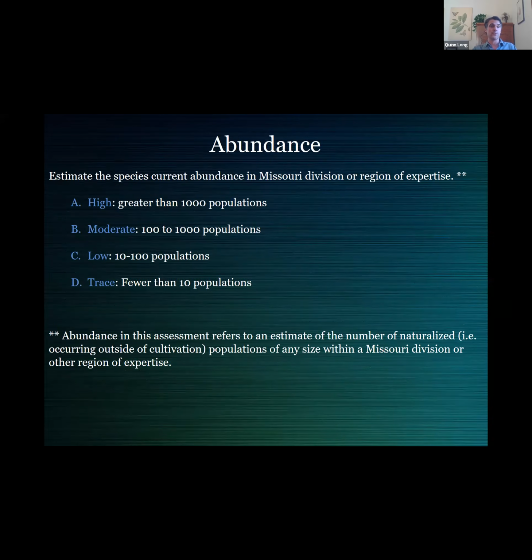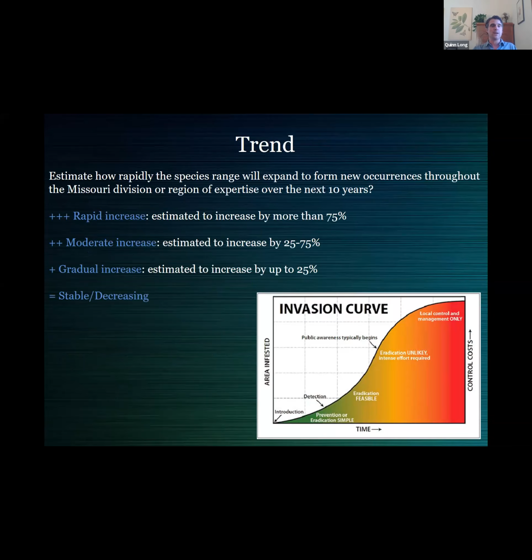Abundance, this is how abundant the species is in the region of Missouri being assessed. And it's worth noting that abundance is referring to the number of naturalized populations, not the number of individuals within a specific population. And then the trend, how rapidly the species is expanding, or perhaps it's really not expanding at all. It might be relatively stable.